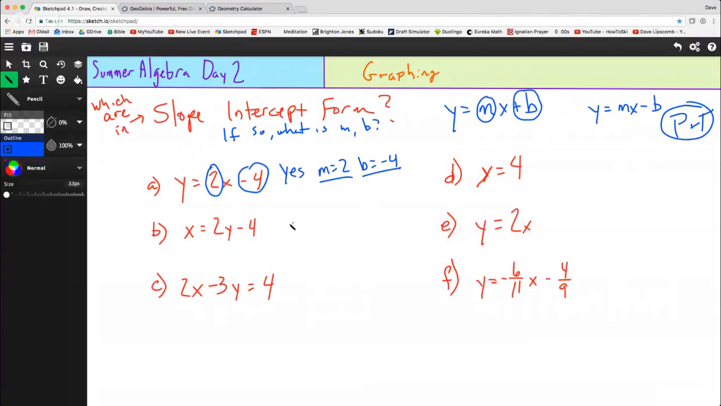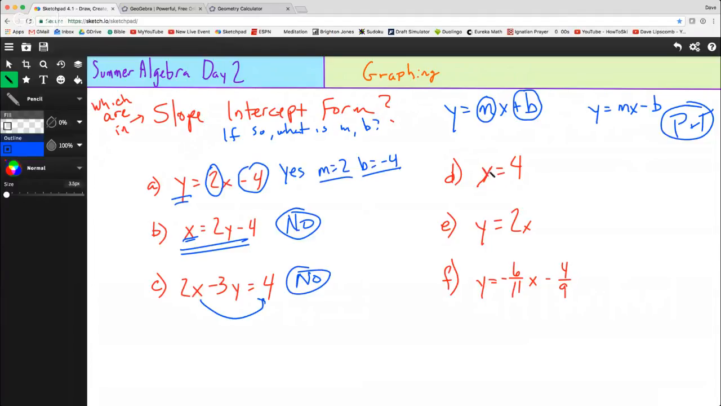Okay, this one is no. Yep, this one is no. This is not in that form because it's not y by itself. This is x equals 2 times y minus 1. This is also a no because our x has to be over here and our y cannot have a coefficient. It has to be just y by itself equals mx plus b.